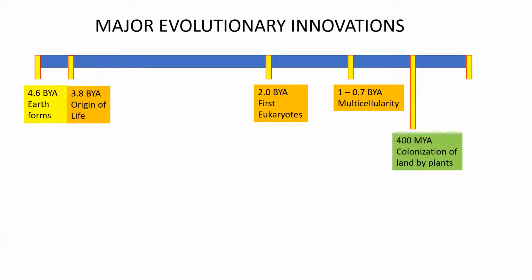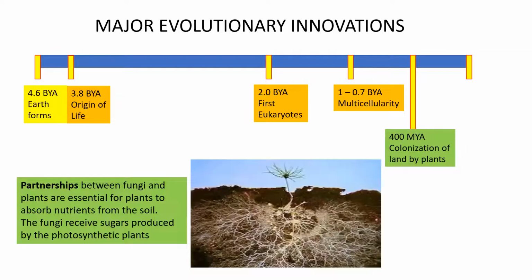Colonization of land by plants. Algae are the ancestors of plants. Plants are terrestrial photosynthetic organisms. Just like whales, some have returned to an aquatic lifestyle, but plants have their origin on land. And that occurred about 400 million years ago. And how did it occur?